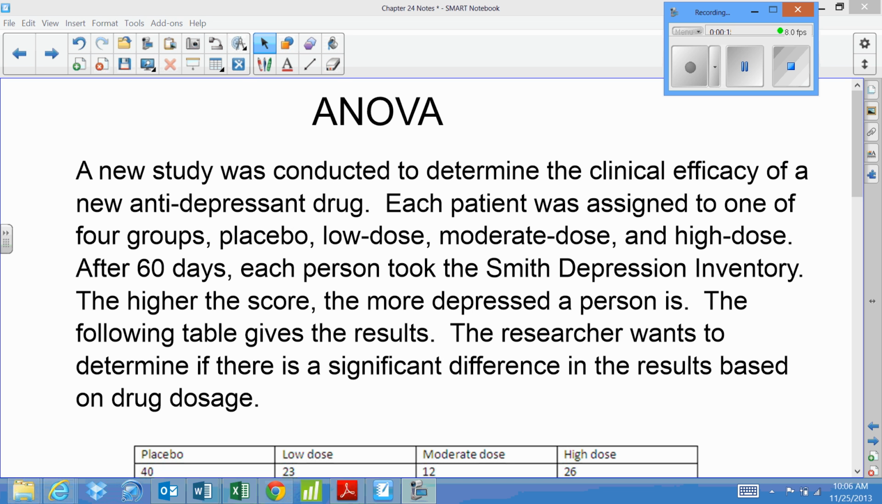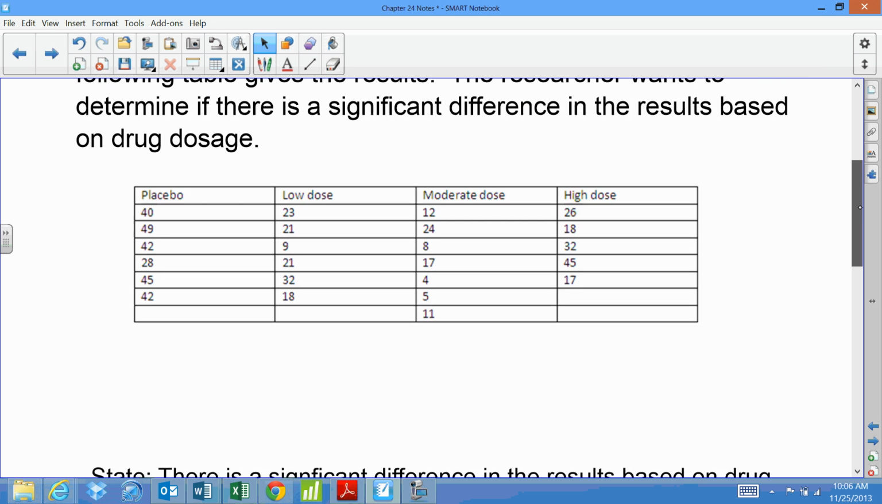So in this example we're looking at the efficacy of a new antidepressant drug. Each patient was assigned to one of four groups. They did a placebo group, and then they did three different levels of dosages. After a certain period of time, each person took a depression inventory to indicate if the drug actually helps with their score or caused lower scores in the group. So we want to compare our four groups.